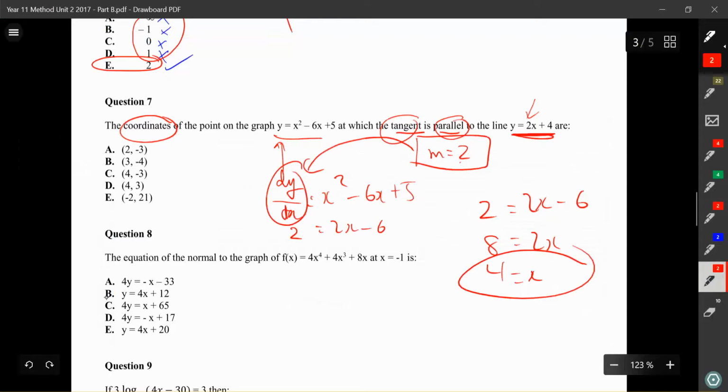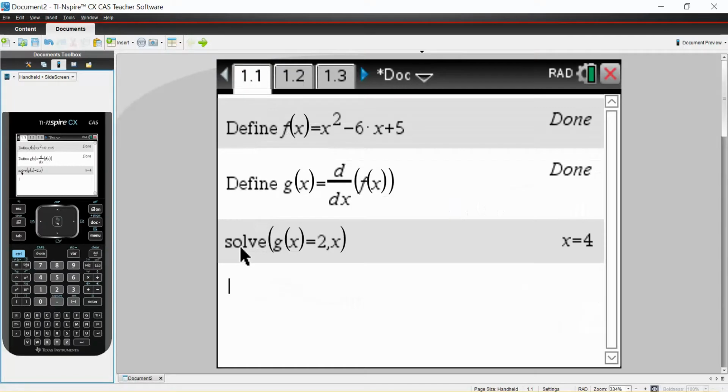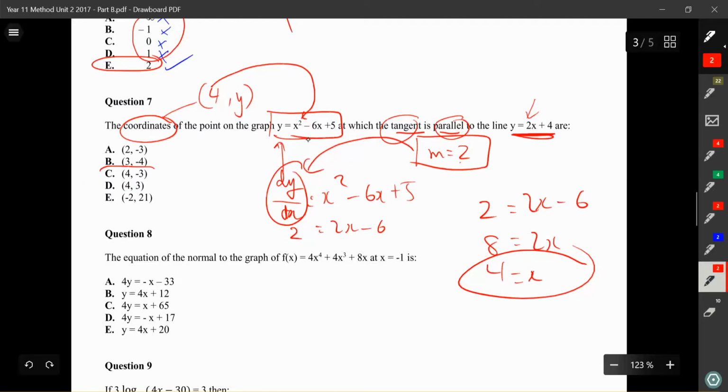Now, it says coordinates. So when x equals 4, how do you find the y value? Sub 4 back into the equation where it tells you what y is. Since I defined it as f, I do f of 4. It's negative 3. So (4, negative 3), and there you go, C.